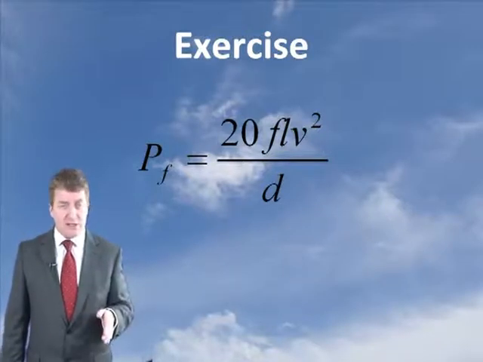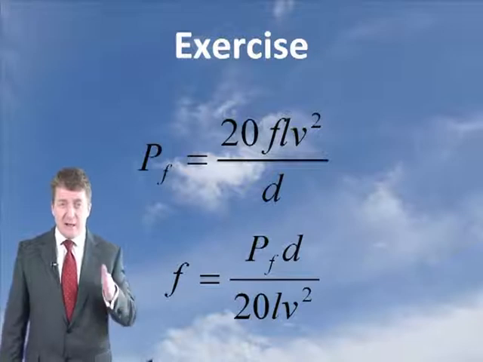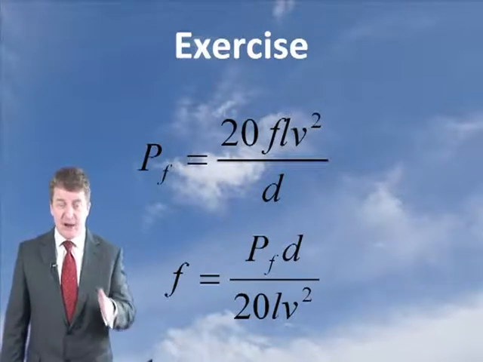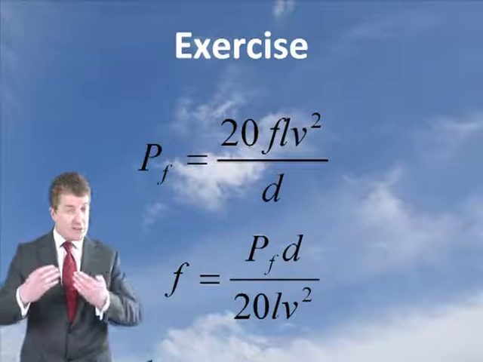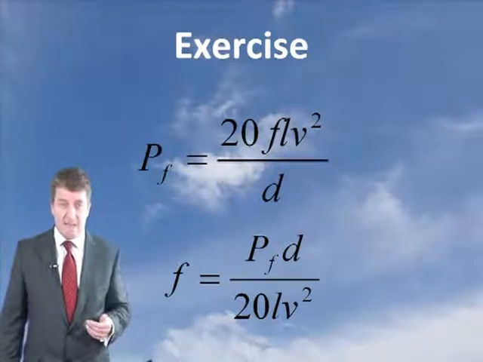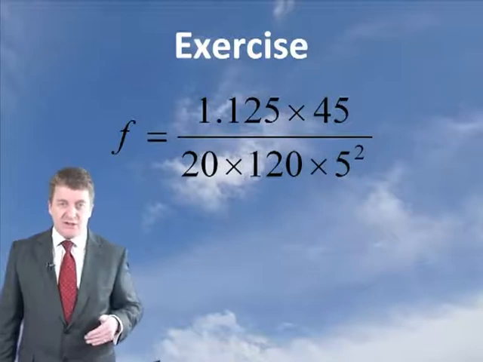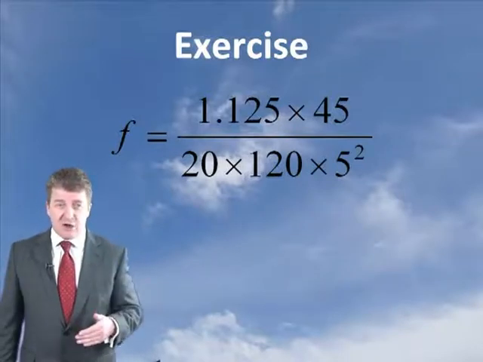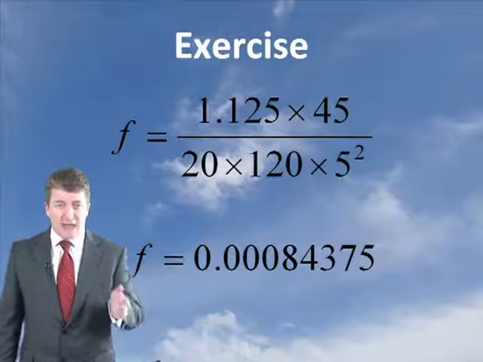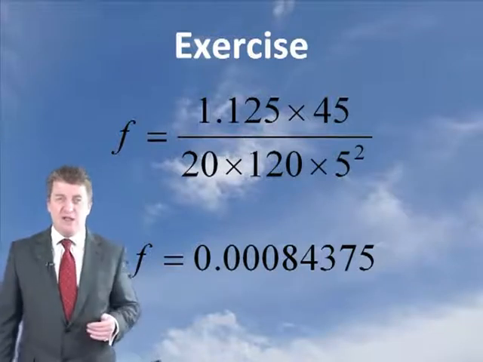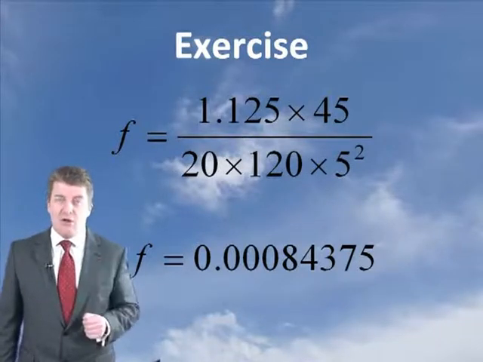This transposes to F equals PF times D divided by 20 LV squared. Do you see what we've done? We've transposed it and expressed it as a friction factor now. Well, we know that the pressure loss due to friction is 15% of 7.5 bar, which is 1.125 bar. Now, if you put in all the known variables, F equals, these are the known variables, it gives us a friction factor of 0.000084375. You have just worked out the friction factor and you've just solved that exercise.